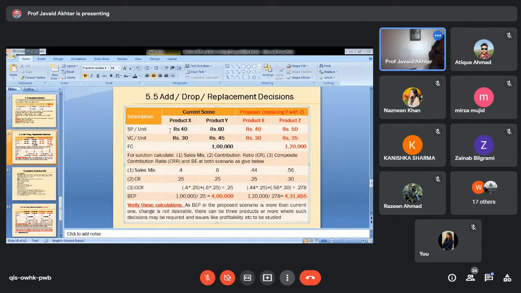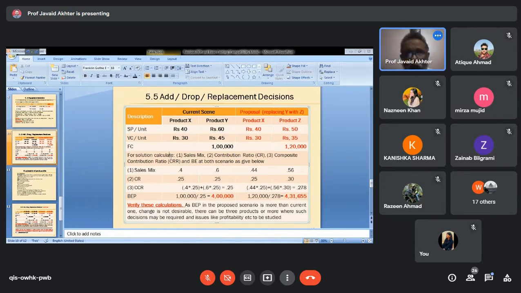Until now, what have we done? Variable cost and selling price of only one component of one unit. Here, the firm is making product X and product Y. For each, sales price and variable cost is given, and fixed cost is common. Total fixed cost of making X and Y is 1 lakh. So first of all, we should know how to calculate the break-even when more than one product is involved. Then only the replacement, addition, or drop, etc. can be taken up.